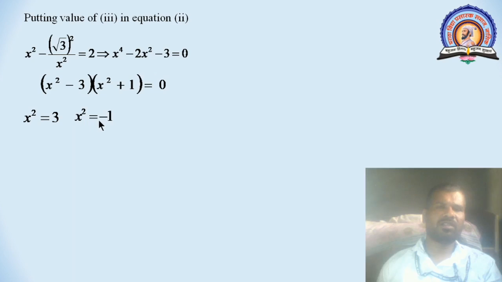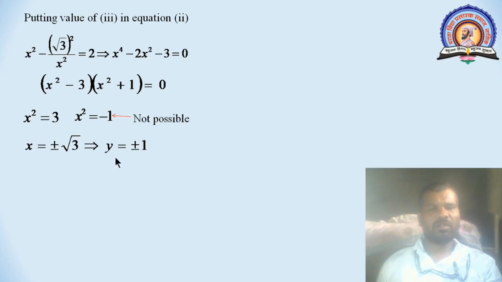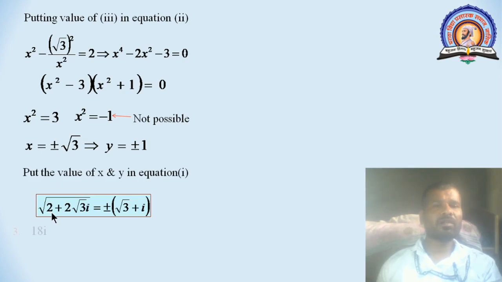Again x square is equal to minus 1 is not possible because the square of a real number cannot be negative. We have x square is equal to 3. Therefore x is equal to plus or minus root 3. Put that value in equation number 3. So we get y is equal to plus or minus 1. Put the value of x and y in equation 1. We will get the square root of 2 plus 2 root 3i is equal to plus or minus (root 3 plus i).